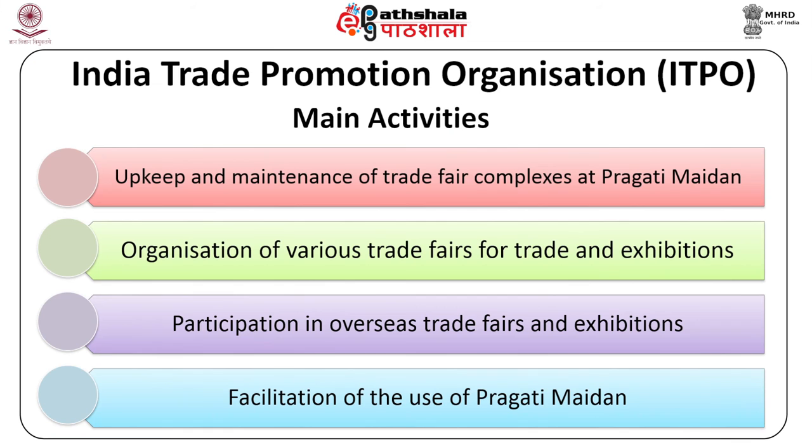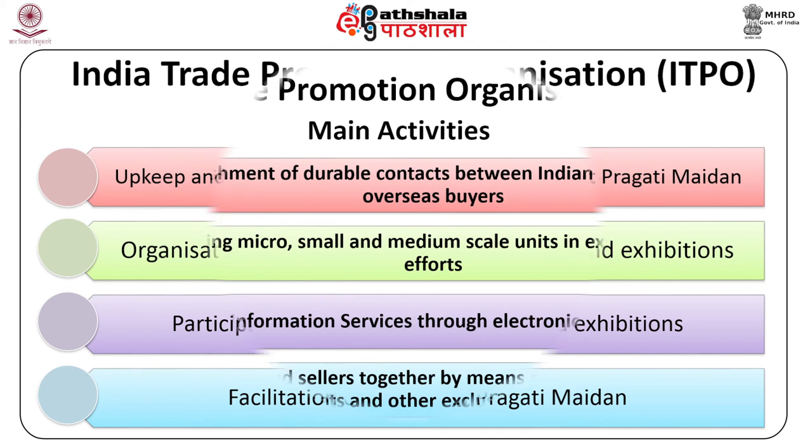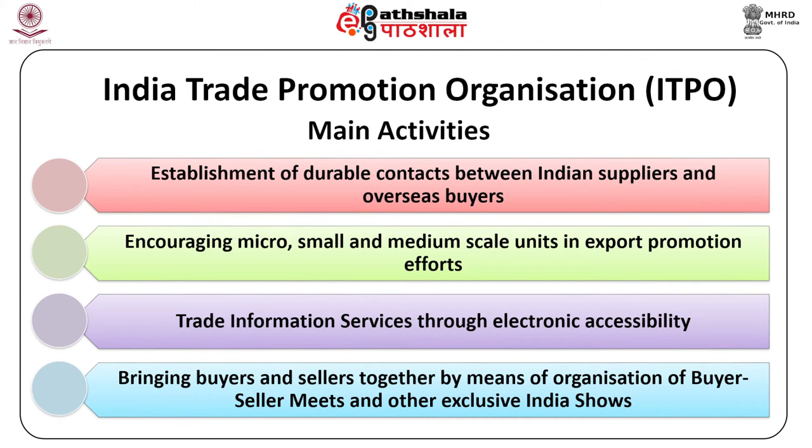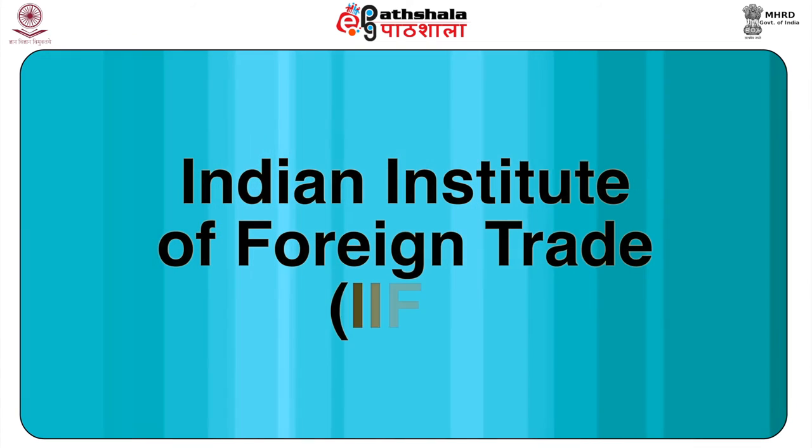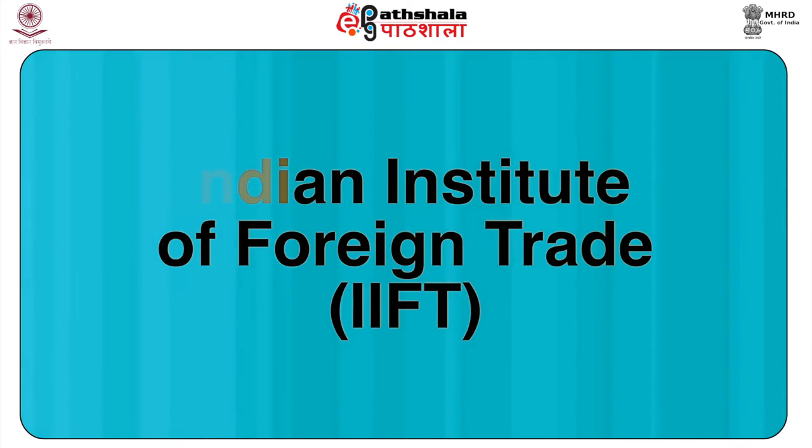The main activities of this are upkeep and maintenance of trade fair complexes at Pragati Maidan, organization of various trade fairs and exhibitions, participation in overseas trade fairs and exhibitions, facilitation of the use of Pragati Maidan, establishment of durable contracts between Indian suppliers and overseas buyers, encouraging micro, small and medium scale units in export promotion efforts, trade information services through electronic accessibility, bringing buyers and sellers together by means of organization of buyer-seller meets and other exclusive India shows.